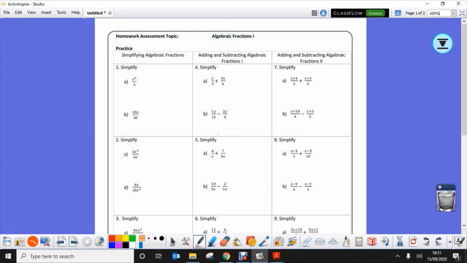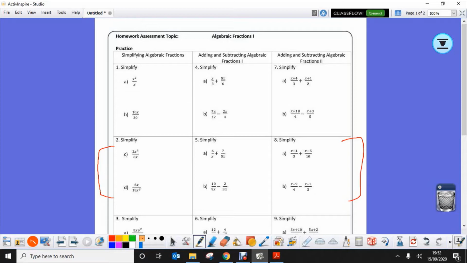Okay, we're going to have a look at the homework that was set for algebraic fractions. I'm going to look at the centre section, and in that centre section I'm going to do in effect the whole of question 2, question 5 and question 8, just in case anyone is really struggling on how to do it.